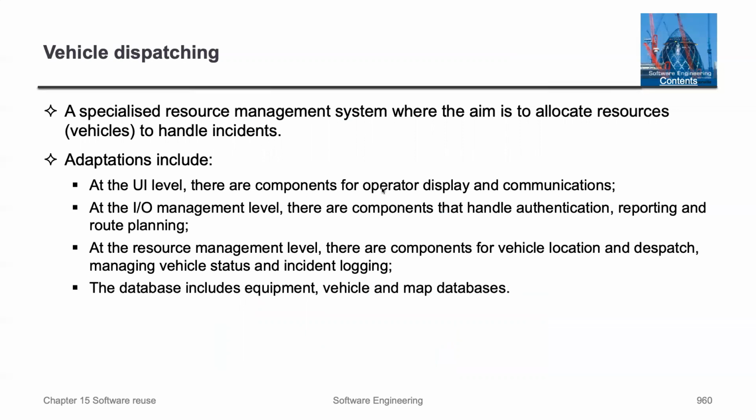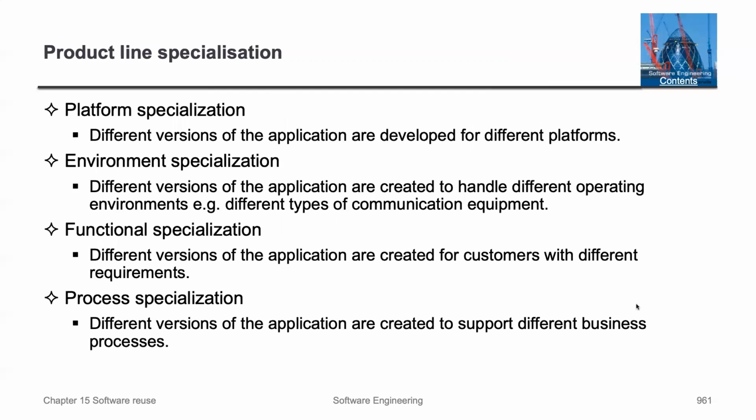There are components for operator display and communications. At the input-output management level, there are components that handle authentication, reporting, and route planning. At the resource management level, there are components for vehicle location and dispatch and managing vehicle status and incident logging. And finally, at the database level, there's equipment, vehicle, and map databases.